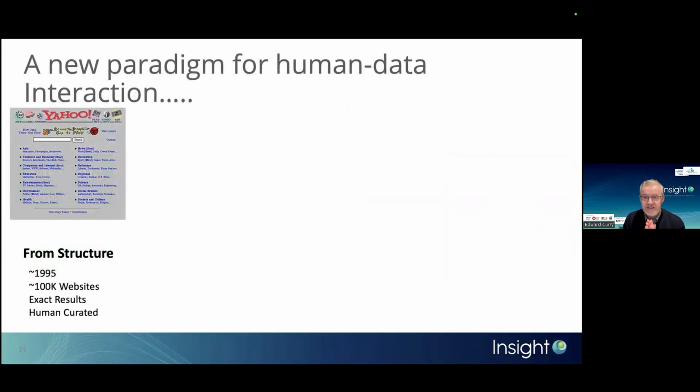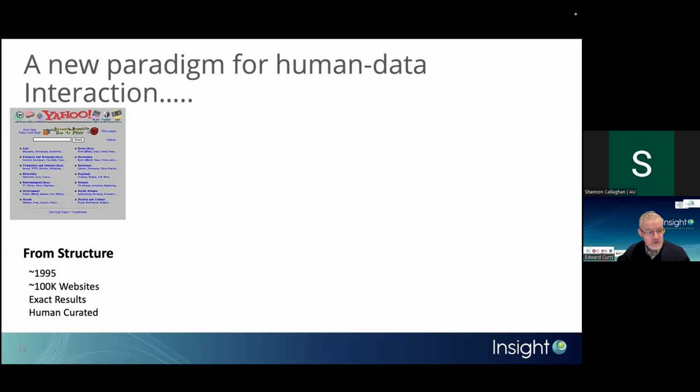To give you a little bit of an idea of what that means, I think it can fundamentally change our human data interaction paradigm. So again, I can't see the room, but I definitely know Shannon probably recognizes this. If you don't know what this is, back in 1995, this was the center of the web. It was Yahoo. If you wanted to find out about anything on the web, you would go to Yahoo and you would basically search its taxonomy.